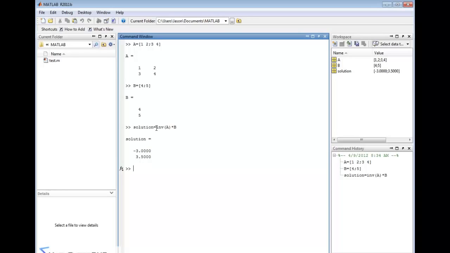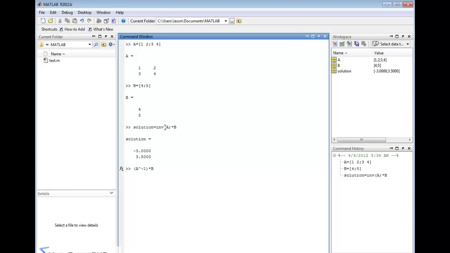So this is sort of one technique to do it. You could do inv, parentheses, matrix A, multiply times B. There are many ways to write this. You could also say A raised to the -1 power times B. This accomplishes the same thing. I'm just showing you two different ways.